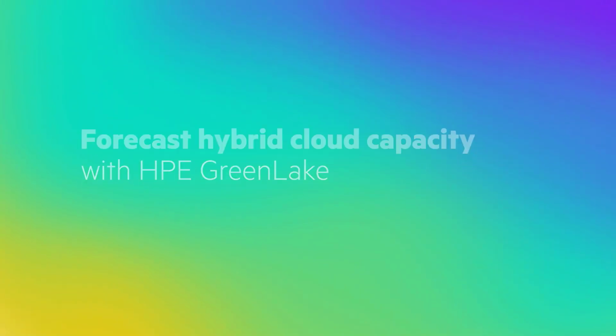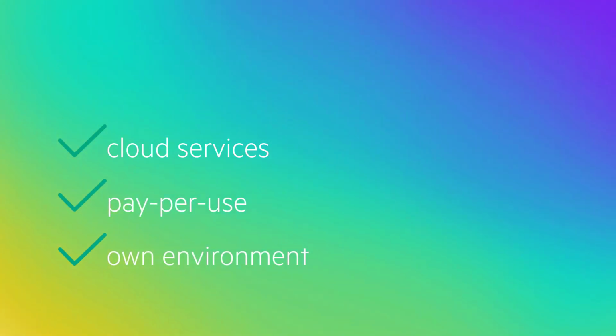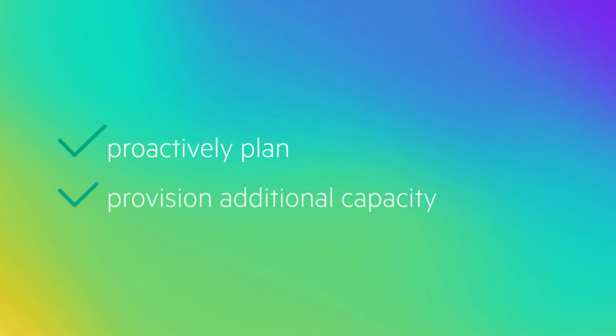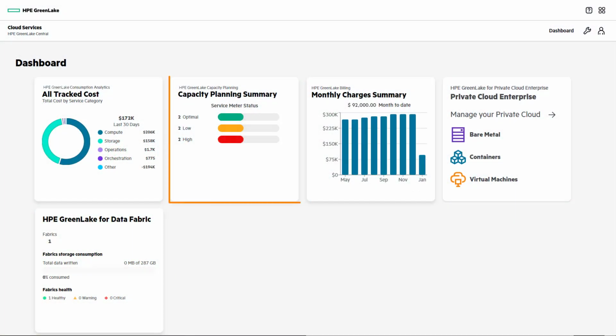With HPE GreenLake, businesses can consume the cloud services they want in a pay-per-use model in their own environment. HPE meters usage daily and uses that information to proactively plan and provision additional capacity ahead of demand. In the capacity planning tile, we see a high-level view of our capacity.